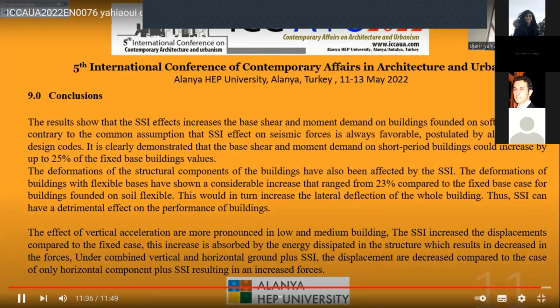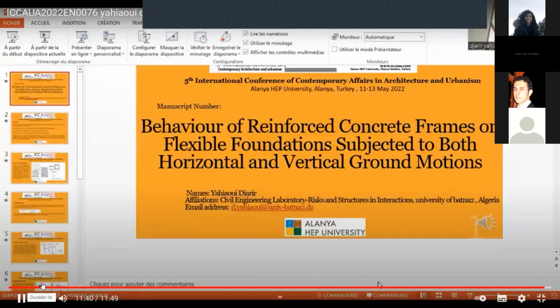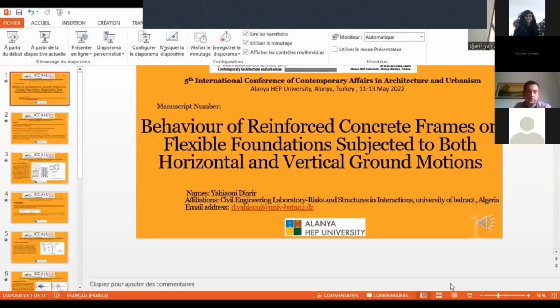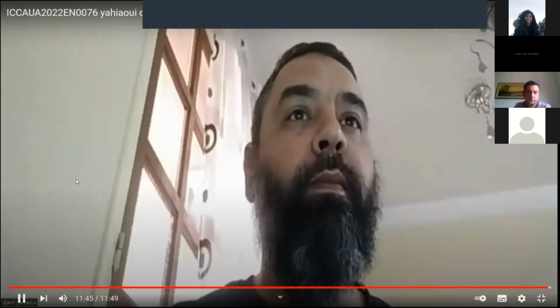The title of the paper is Behavior of Reinforced Concrete Frames on Flexible Foundations Subjected to both Horizontal and Vertical Ground Motion.